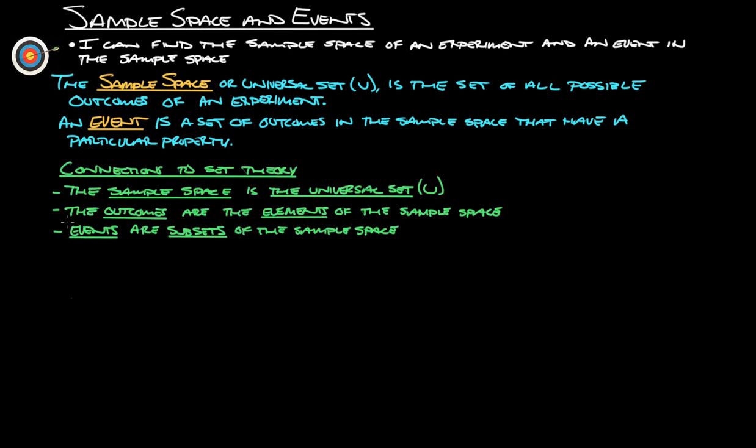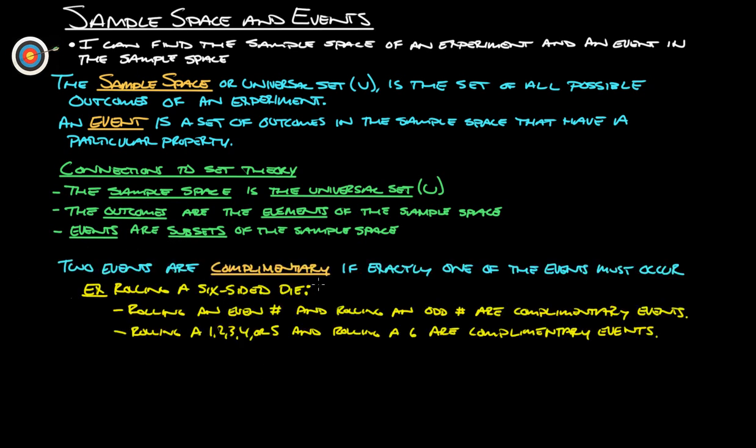Okay. Connections to set theory. The sample space is the same thing as the universal set. The outcomes are the elements of the sample space. And then events are the subsets of the sample space. Not all the subsets necessarily, but they are subsets of the sample space.